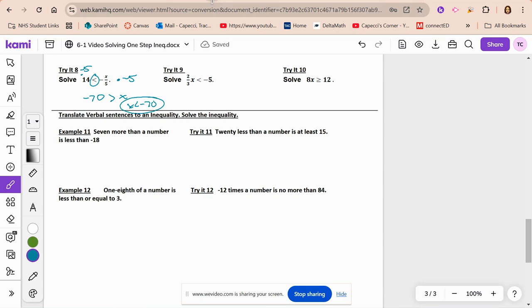Okay, keep going. Now this time, if I want, I can divide by 2/3, or I can multiply by the reciprocal, either way. That was a positive number, so the sign is going to stay in the same direction. And that's going to give me either negative 15 over 2, or I can say x is less than negative 7.5. Either one is okay. All right, and our last one, again, divide both sides by 8. That's a positive number, so I'm going to leave the sign there. So x is greater than or equal to 3 over 2, or x is greater than or equal to 1.5.